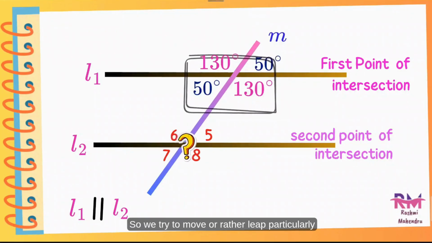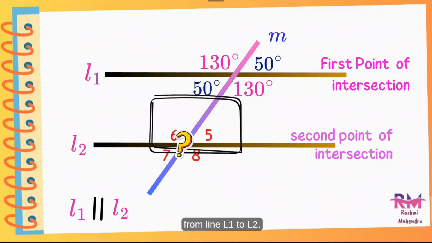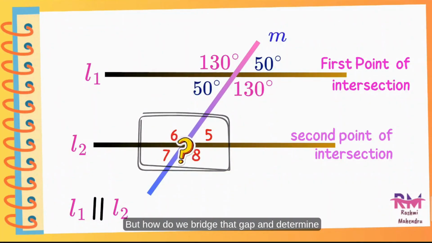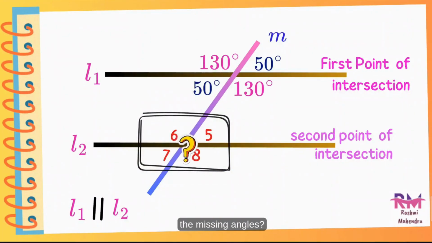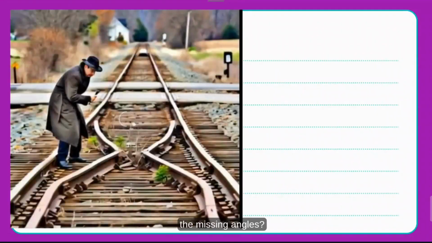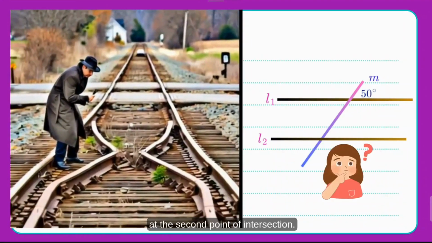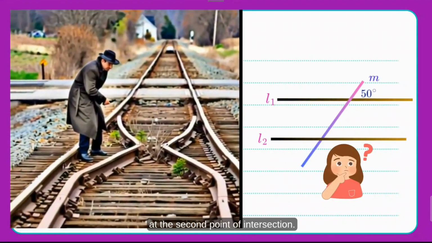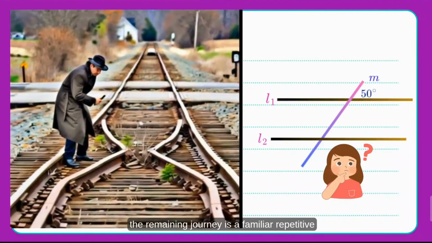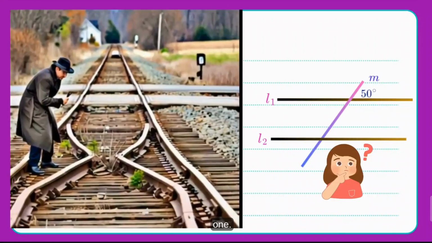So we try to move, or rather leap, from line L1 to L2. But how do we bridge that gap and determine the missing angles? To solve this, we need to identify any one missing angle at the second point of intersection. Once we do that, the remaining journey is a familiar, repetitive one.